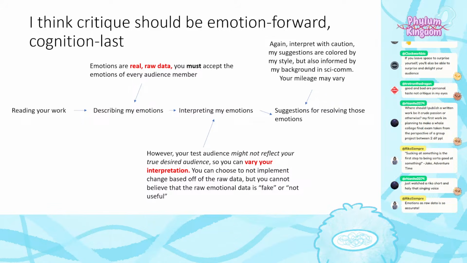Where should I publish a written work, be it crude passion or otherwise? My first work, I'm planning to make a whole college final exam taken from the perspective of a group project between two different people. I mean, you could make a YouTube video. That's the most obvious place. I'm not as familiar with writing only, but before, I specifically did a podcast to practice for YouTube. So you can also try to format it in a podcastable format too, if that is something you're interested in.